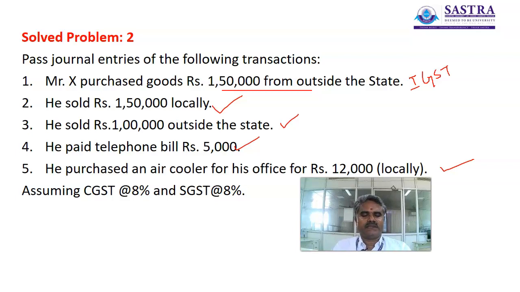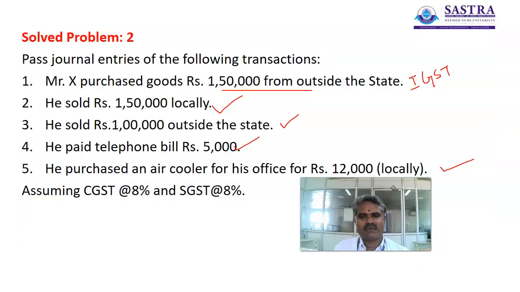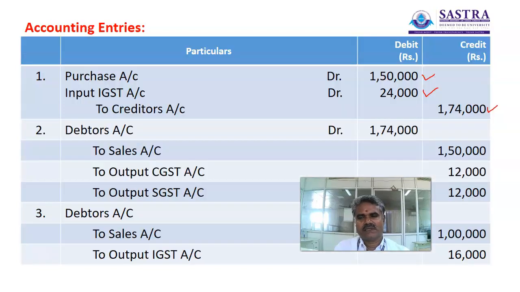Outside means IGST, because of the structure. It is a dual taxation system. Okay. First one is purchase. Purchase, input IGST to creditors, because outside the state. Then within the state sale, debtors to sales, to output CGST, output SGST, 150, 12,000, 12,000.